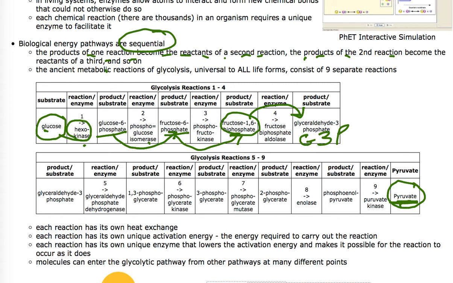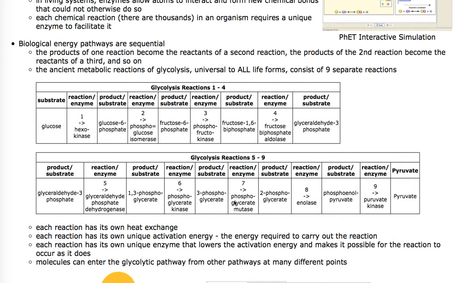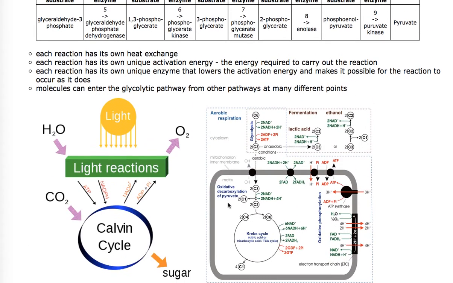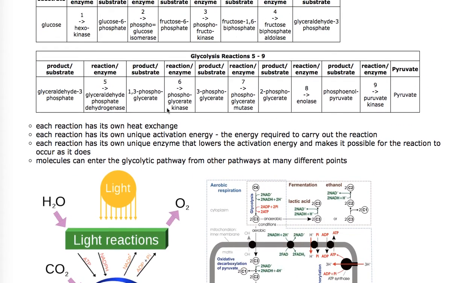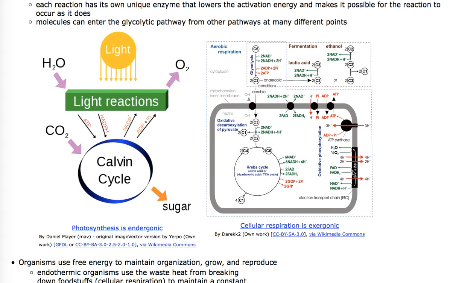So we'll go more into this later on in this unit, but for right now, we need to go on to the generalities here. Each reaction that I just talked about has its own heat exchange, its own unique activation energy, it has its own enzyme, and each reaction is unique and unto itself. Okay, so glycolysis is 9 of these chemical reactions that actually make the whole thing successful.